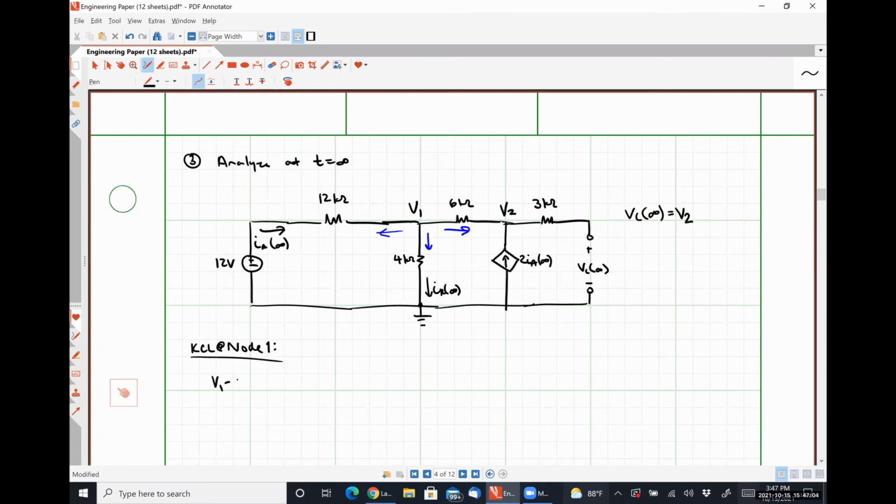So we'd have V1 minus 12 volts over 12 kilo ohms plus V1 over 4 kilo ohms plus V1 minus V2 over 6 kilo ohms is equal to 0. When we do nodal analysis or KCL at node 2, I'm intentionally not drawing my current to the right because I know it's 0. So it's fruitless to even put it in my equation.